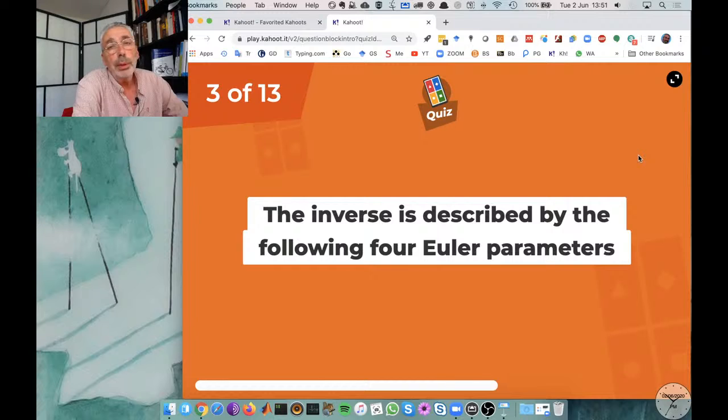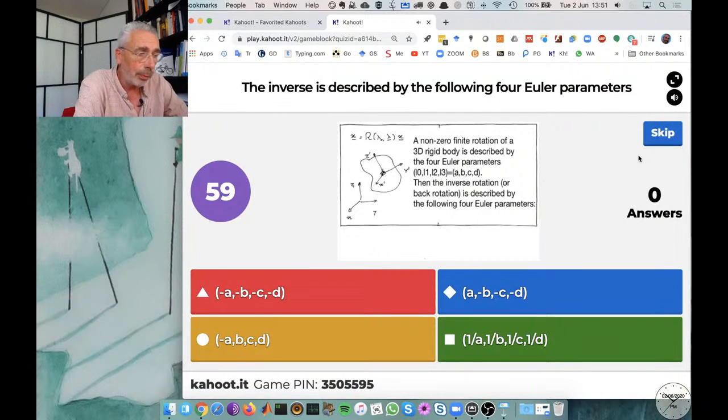Okay, next question. The inverse, when you use Euler parameters, is described by the following set of Euler parameters. So either you negate them, or you negate the vector part, or the scalar part, or you take 1 over the values. What describes the inverse of the rotation?